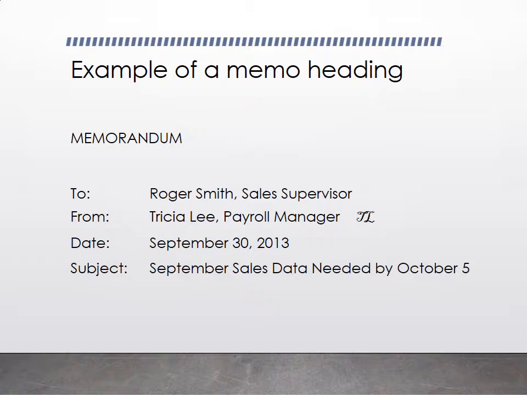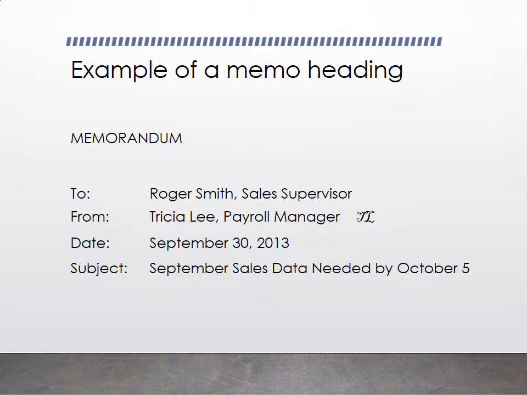We need the September sales data. We know that it's needed, so that's what about it. And the sender's also put a date in there that lets me know when I need to act by. So having that subject line really helps the person know what the memo is about and to act on it. So try to encapsulate what the memo's main point is in that subject line.